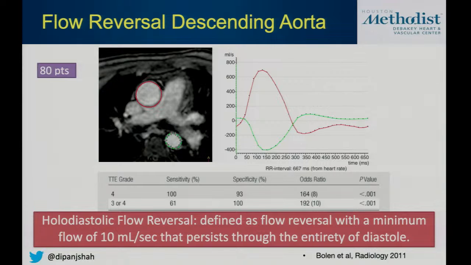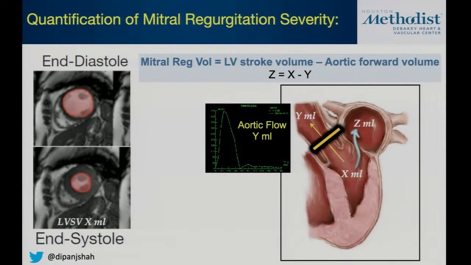It turns out that the plane that we use for our phase contrast in the ascending aorta actually gives you a very nice view of the descending aorta as well. So you can simply draw an ROI and see if there's retrograde holodiastolic flow in the descending aorta.